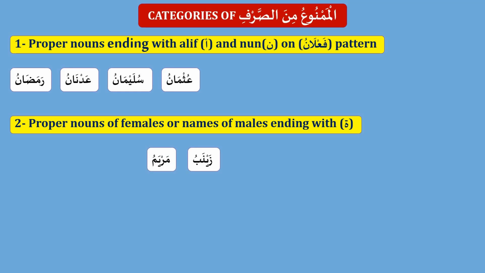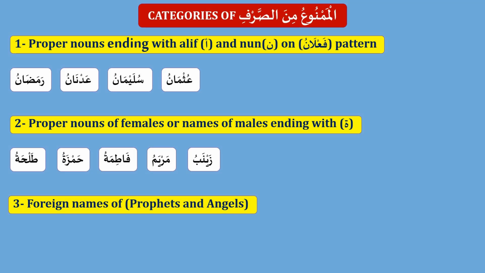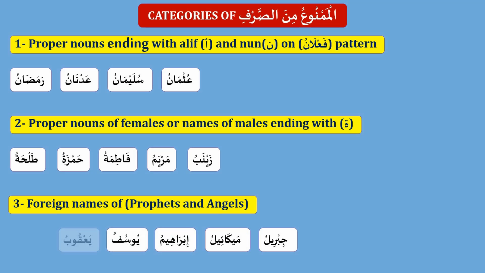Zainabu, Maryamu, Fatimatu, Hamzatu, Talhatu. Third one, foreign names, usually names of prophets and angels. Jibrilu, Mikailu, Ibrahimu, Yusufu, Yaqubu, Ishaqu.